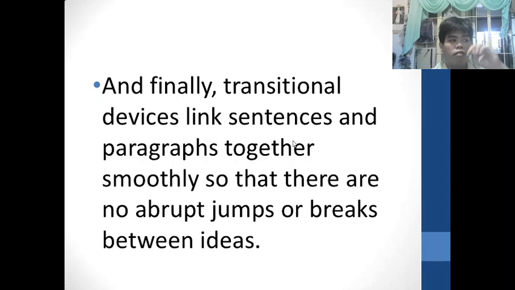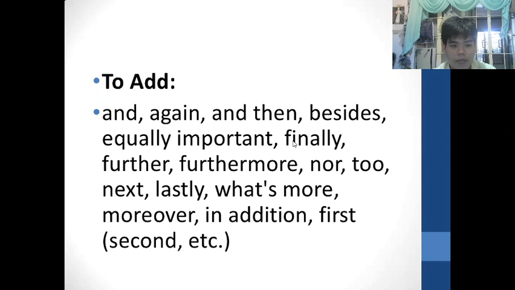So here we have an idea about marshmallows, and we have an idea about coffee, but with the use of transitional devices, they seem like they are connected or related to one another, although they are two different ideas. So we have different kinds of transitional devices.